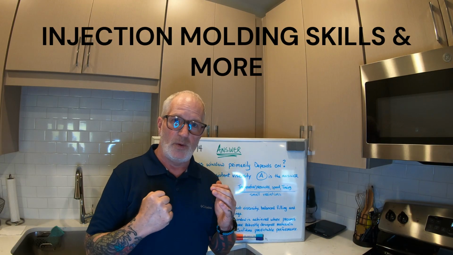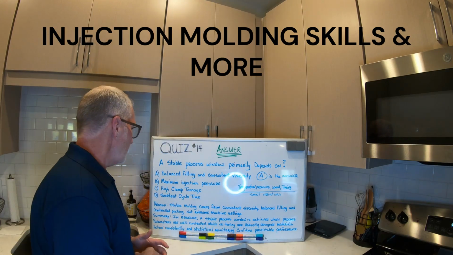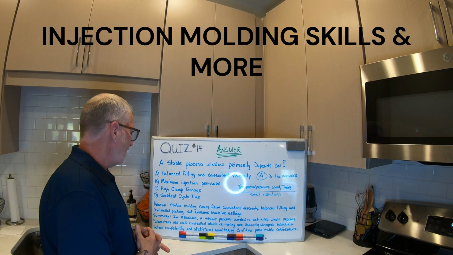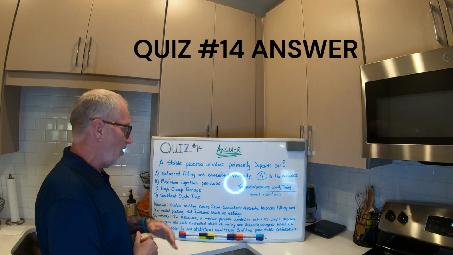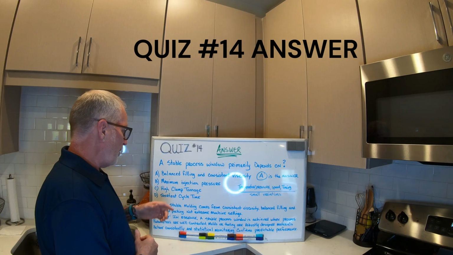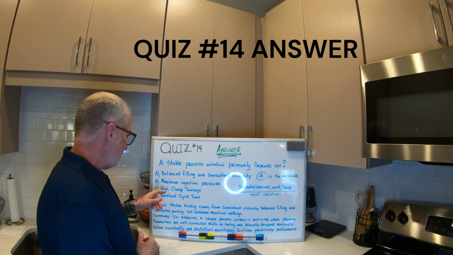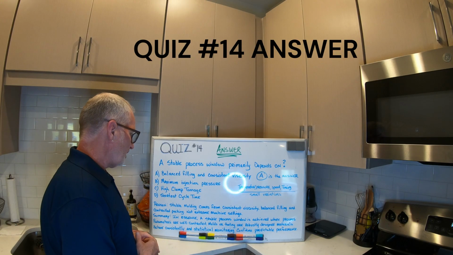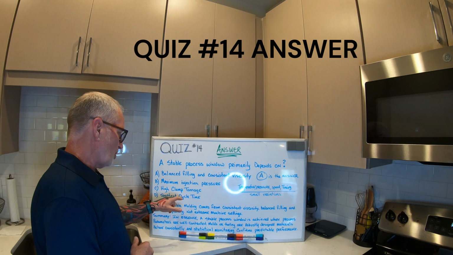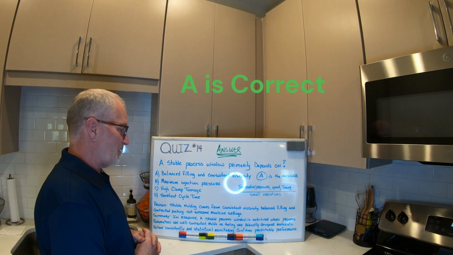So today's video we are going to do quiz 14, the answer. Okay, so the question was: a stable process window primarily depends on A, balanced filling and consistent viscosity, B, maximum injection pressure, C, high clamp tonnage, or D, shortest cycle time. The correct answer is A, okay?